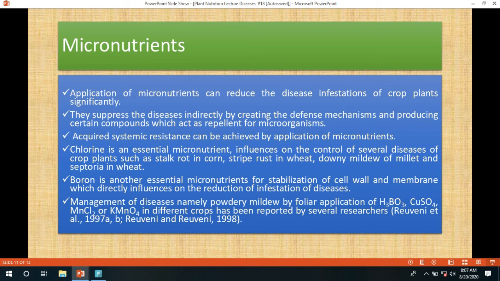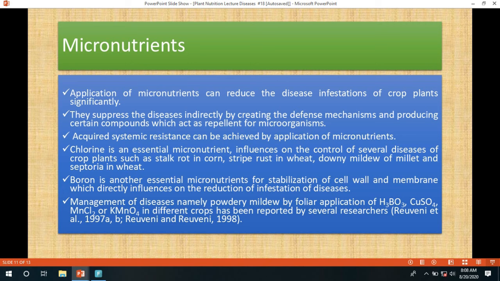Other macronutrients. অন্যান্য macronutrients মধ্যে আছে application of macronutrients can reduce the disease infestation of crop plants significantly. They suppress the disease indirectly by creating the defense mechanism and producing certain compounds which act as repellent for microorganisms. Acquired systemic resistance can be achieved by application of macronutrients.